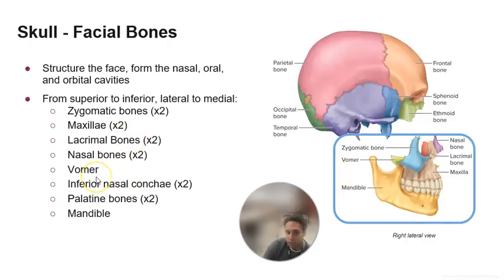Next, we have the vomer and the inferior nasal concha. We did discuss the superior and middle nasal concha. Then we have the palatine bones, which basically form the roof of your mouth. And the last thing we have is the mandible, which is your jaw.